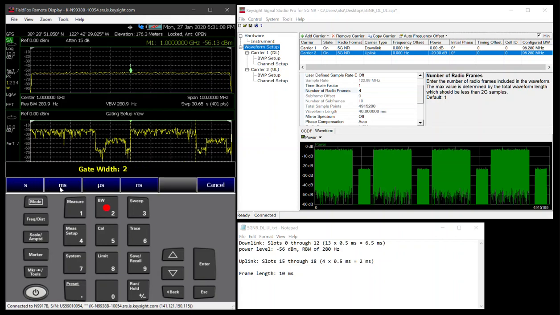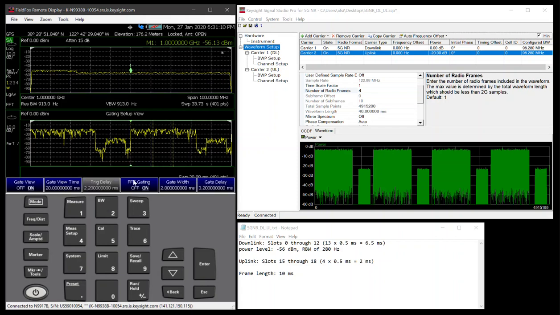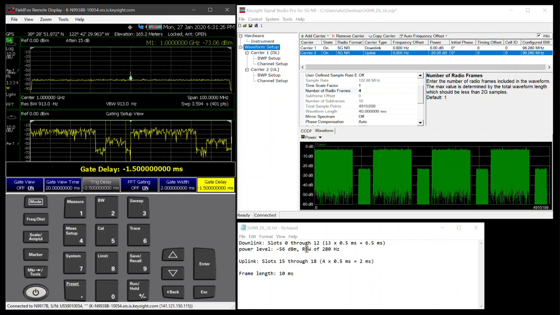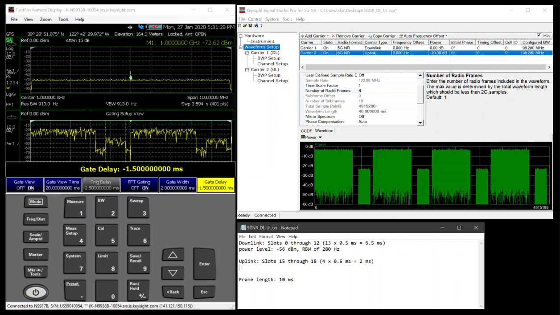I know my uplink is 2 milliseconds. I set it up that way. You would want to know what it is. And then I'm going to change my gate, and I'm going to go look at the uplink, which is over here. And there's my uplink. It picked a res bandwidth of 913. So we have power level about minus 73 dBm, RBW of 913 hertz.